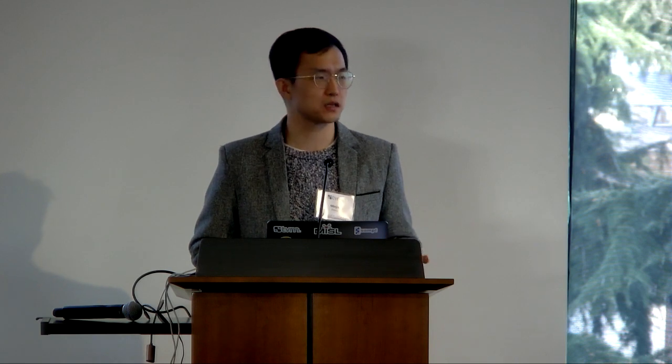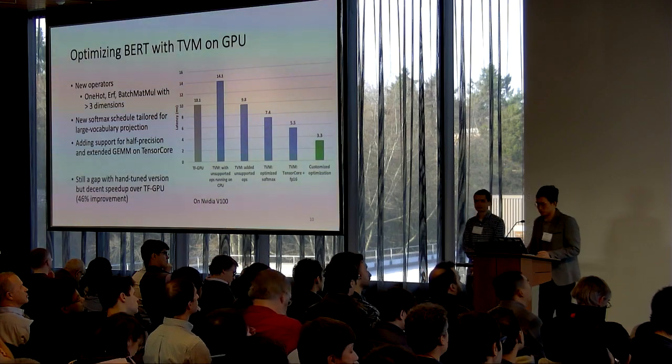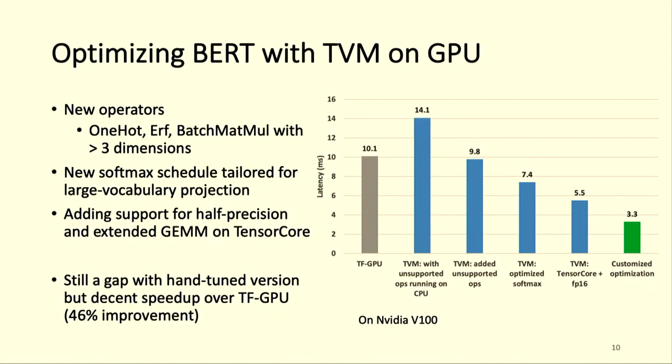We also looked into how to make TVM better utilize some of the new hardware. For example, the NVIDIA V100 has TensorCore support. These hardware units are super powerful, delivering over 100 teraflops of computation throughput. However, to get that kind of throughput, it does require you to do your weight computation in FP16. That's why we experimented with and are working on adding support for half precision and extended GEMM operations on TensorCore into TVM. With some of our preliminary results, we were able to further bring down the latency from 7.4 milliseconds to 5.5 milliseconds.